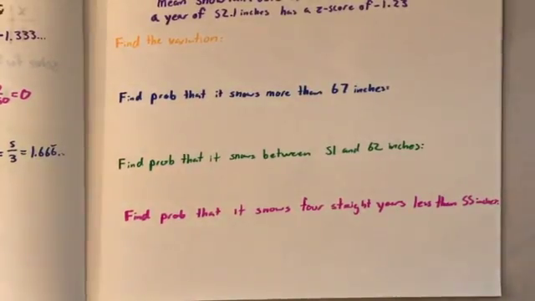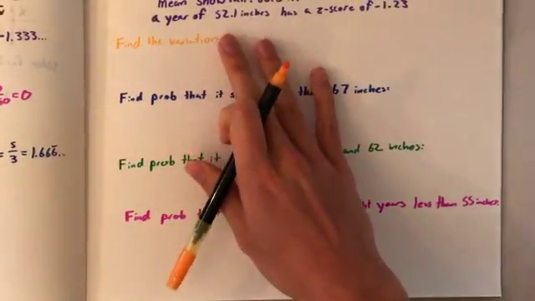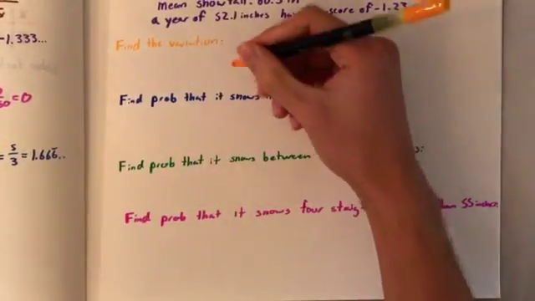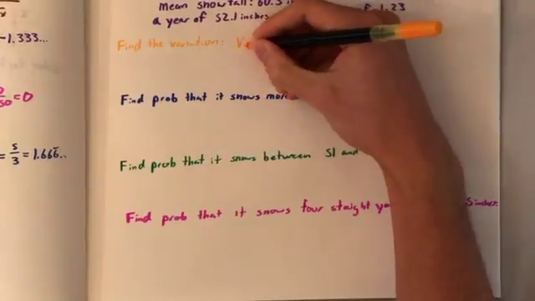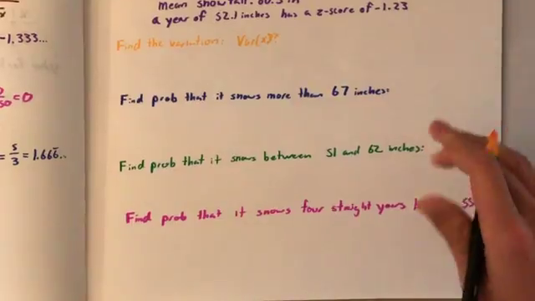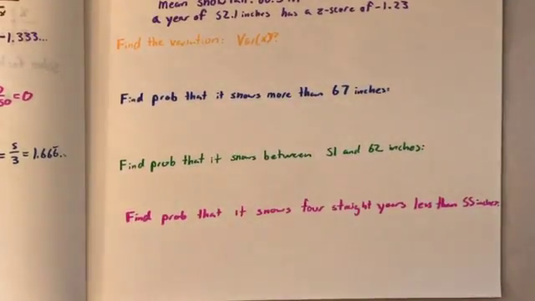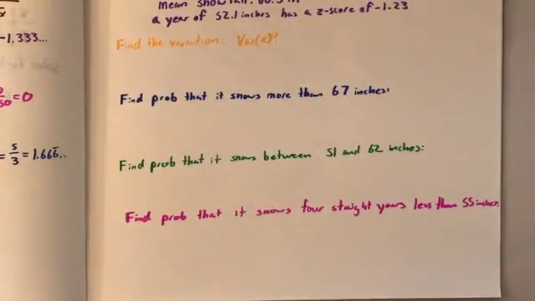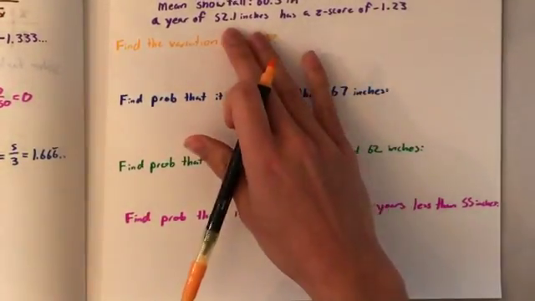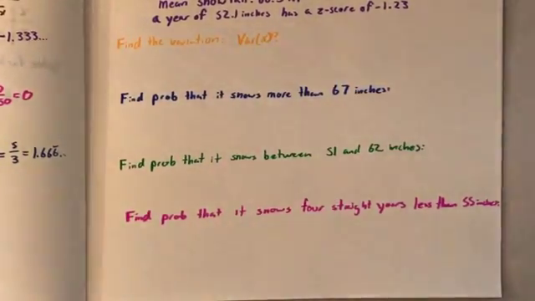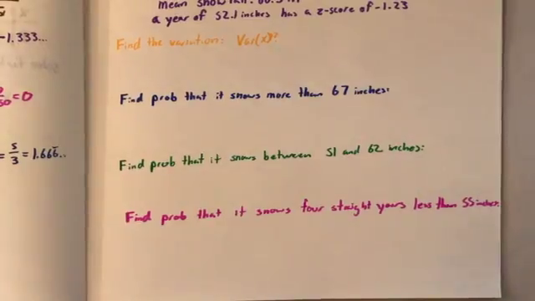So we have to use what we are given to help us with this problem. It wants us to find the variation, so we want to know Var(X). Var(X), what is it? We can't really find that out using just the mean, just this 52.1 inches in a year, and the z-score.